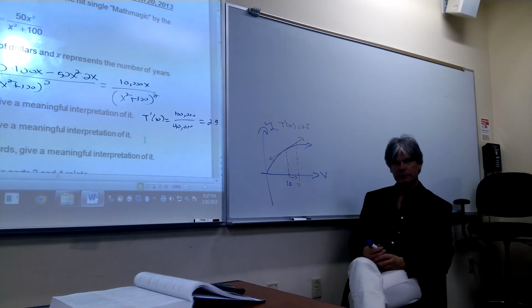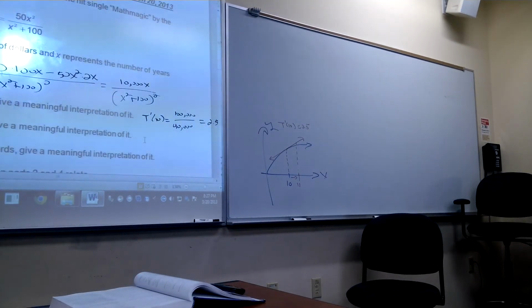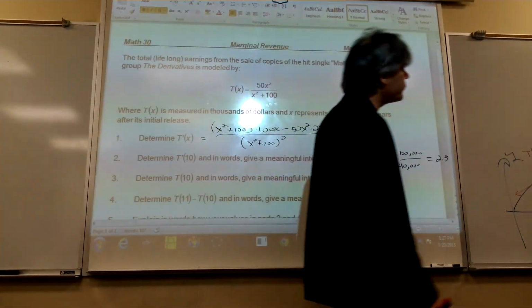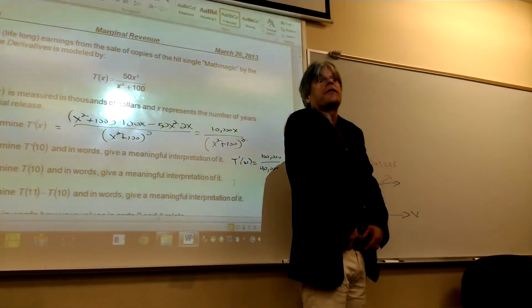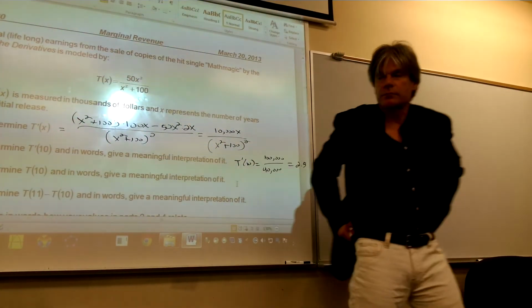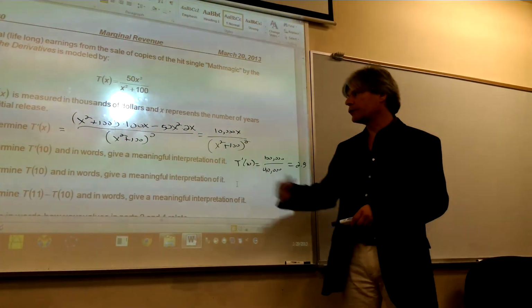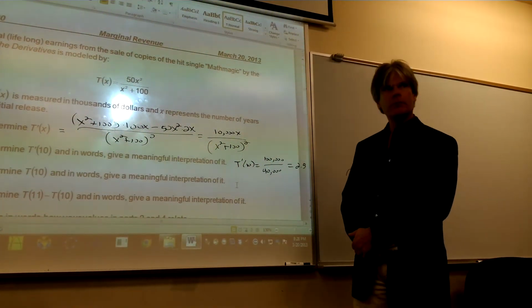How did you get 2,500 from 2.5? Well, if the y values are represented in terms of thousands of dollars, then I think T prime of 10 should represent 2.5 thousand dollars per year, which is $2,500 for that 1 year. Okay, so I guess we gave it a meaningful interpretation of that value. But it is only approximate, right?